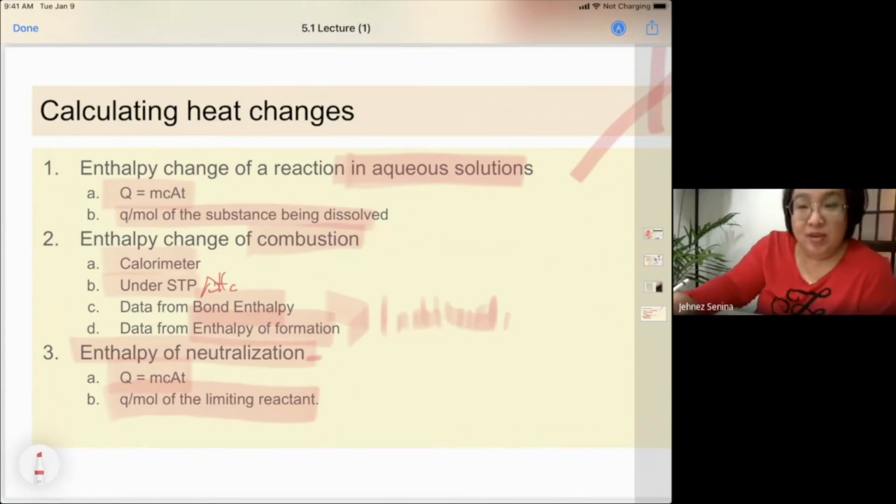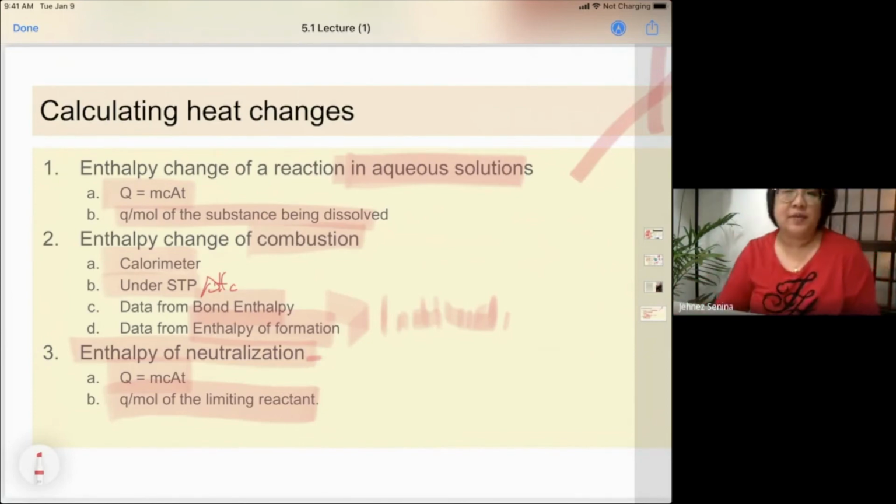This is only three. There's a lot more chemical reactions, right? It's different kinds of chemical reactions. So you only have to know these three: aqueous solutions, combustion, and neutralization. Again, this is why we're doing this again, because we cannot measure the enthalpy of your substance. We can.